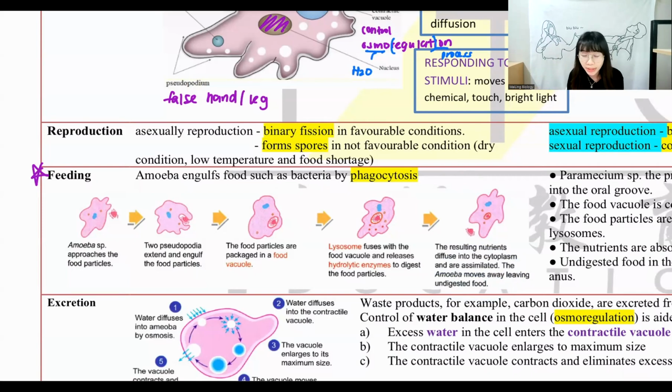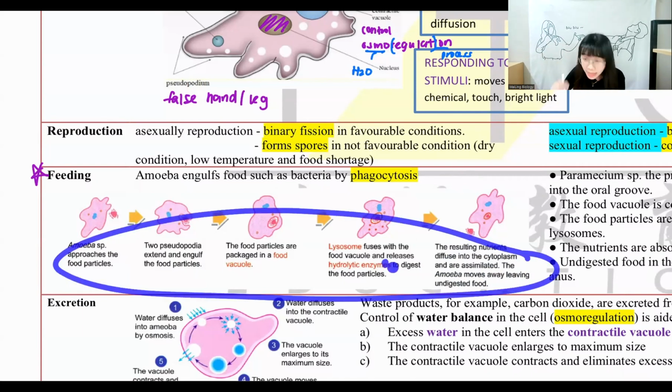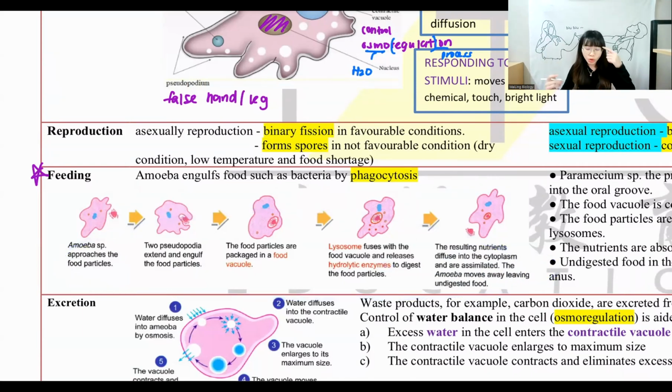This is phagocytosis. It's a very commonly asked essay question in exams. They ask you to explain what is phagocytosis. You're going to write everything from here. This is a sentence that you have to write. So remember, you approach the food.